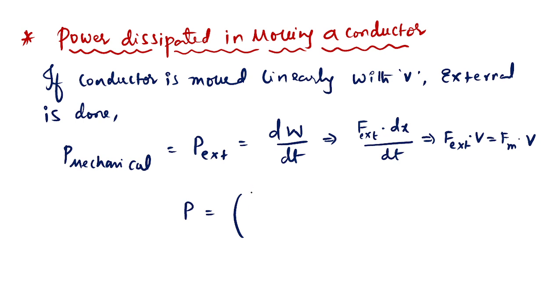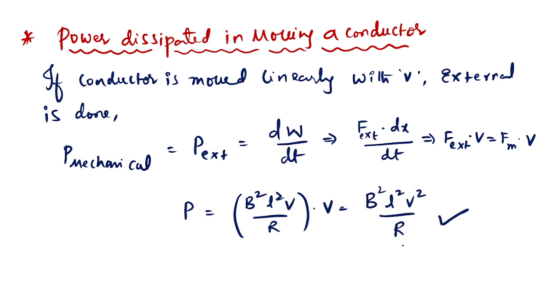F magnetic we already had: B square L square v divided by R. Yes or no? Which is into v. So the total answer will be B square L square v square divided by R. That would be your power dissipated. Okay? Noted?